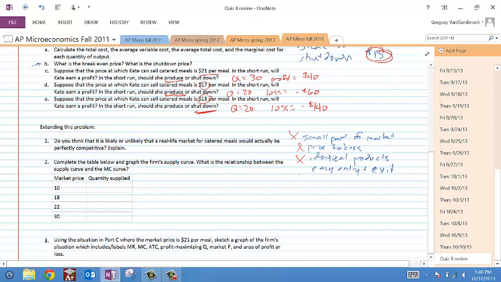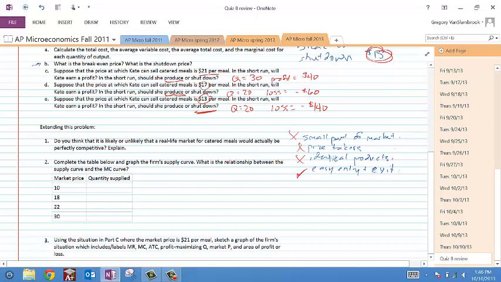Easy entry and exit, yes, it's probably pretty easy. It's not a huge capital cost. Again, these kinds of things are arguable, and it's not like I'm asking you to have a detailed knowledge of the catering business to be able to answer these things. You can use common sense and apply these concepts to the answer.